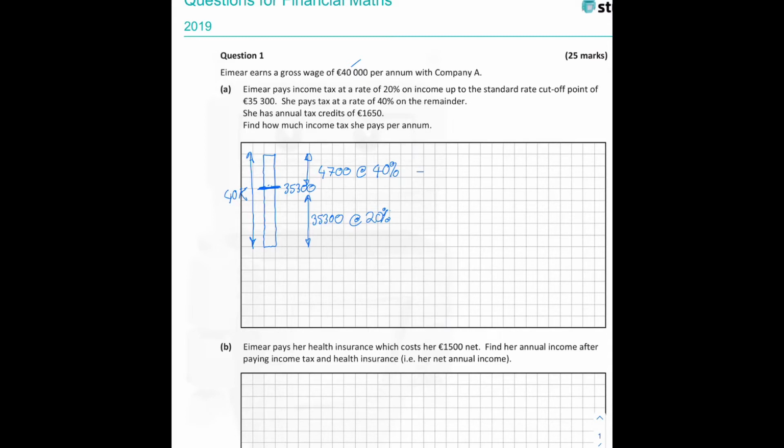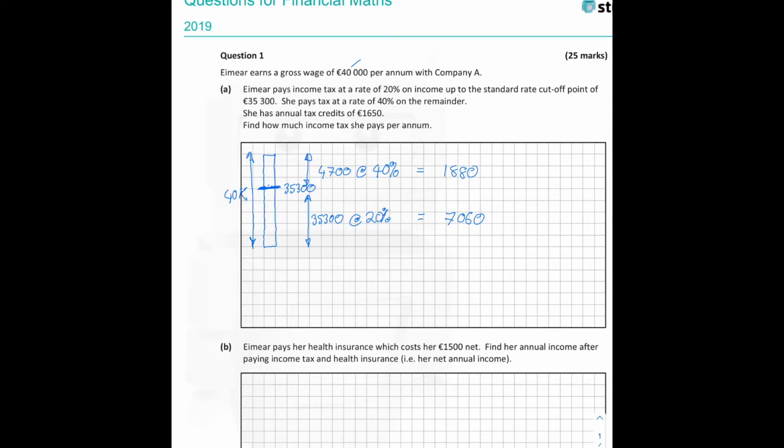So let's work out those figures. To get 40% of 4,700, I simply multiply 40% by 4,700. So it's 1880. And down here we have 35,300 multiplied by 20%. And that gives me 7060. Okay. So EMIR is going to have to pay this amount of tax, and she's also going to have to pay this amount of tax.